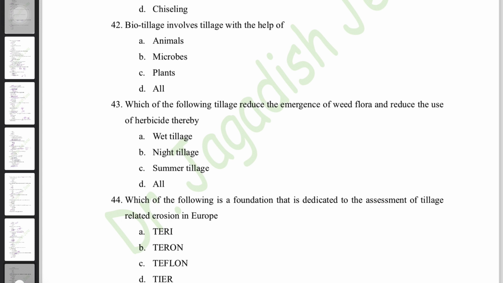Next question: biotillage involves tillage with the help of plants. When a plant root enters the soil, it forms biopores. These roots have so much energy that they can self-till the soil, break the soil structure, or find their own way to move inside the soil. That is called biotillage.